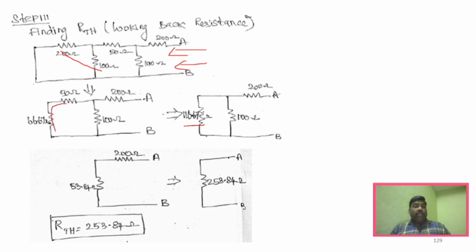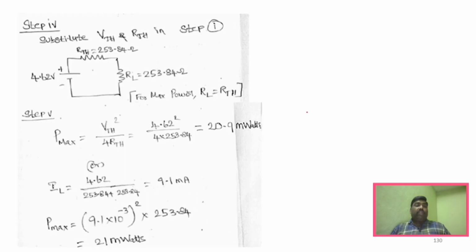And now again what happens? These two become parallel, right? And if this becomes parallel, then you have to solve it. I will obtain this value, right? And that will be added here to 200. So this will be the total resistance, which is RTH. And now we will have RTH as well as VTH. So you will find the RL value.